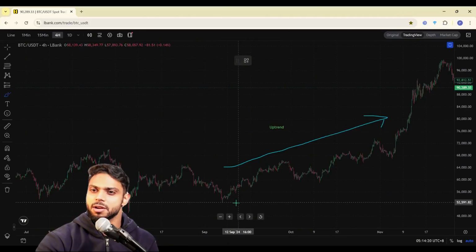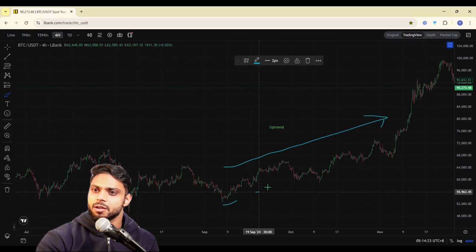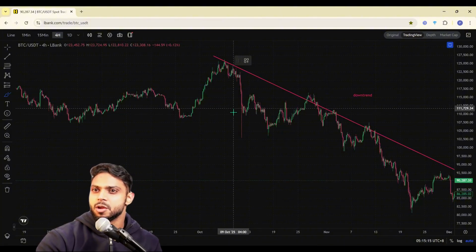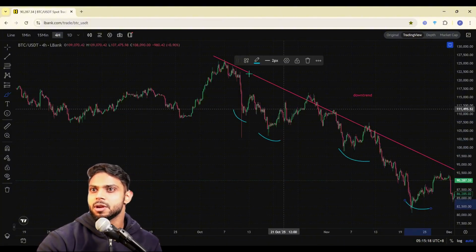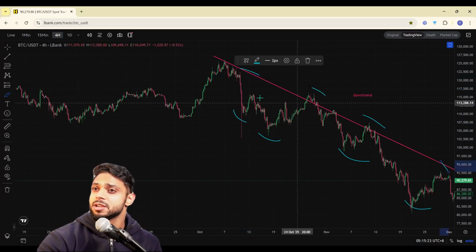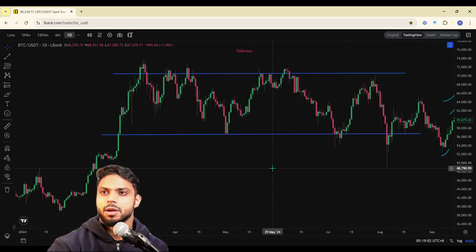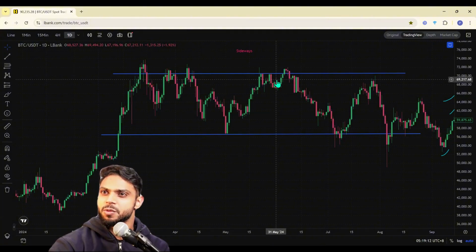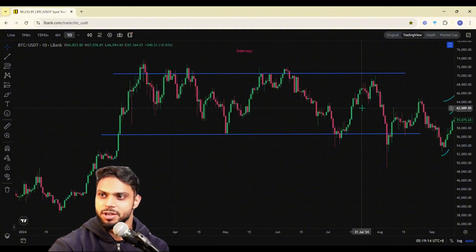Now, if in a given chart you see the higher lows and the higher highs, that means it's an uptrend. On the other hand, if you see lower lows and lower highs, that means it's a downtrend. And then there's a third trend, which is called sideways. If you see the K-lines fluctuating within a fixed range, then it is called sideways. We say the market is going sideways.